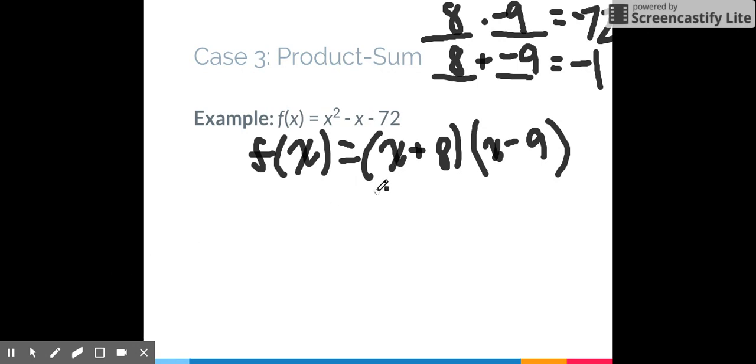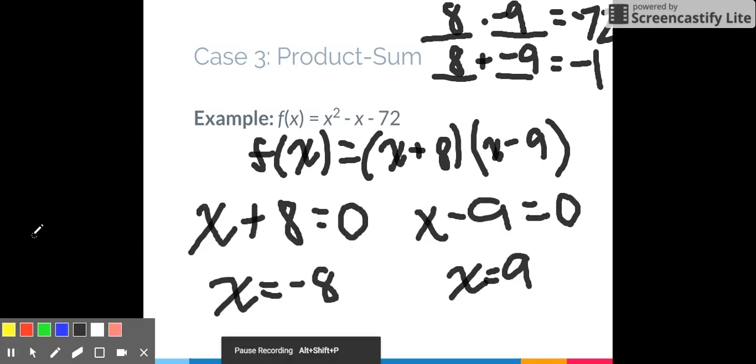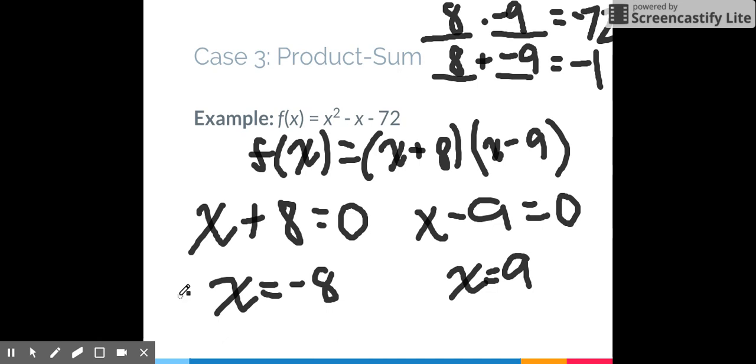Now if we're asked to actually solve by factoring, we can take our two factors and set them equal to 0 to solve. Or you can just look at it: x plus 8 equal to 0, so x has to be negative 8, and x has to be positive 9. If you can't just look at it, it's okay. Eventually, we would like to get to that point. But if you need to show your work, this is what it would look like. So in this case, we see that x equals negative 8 and x equals 9.